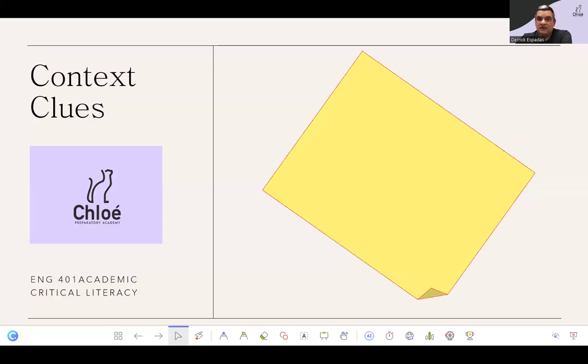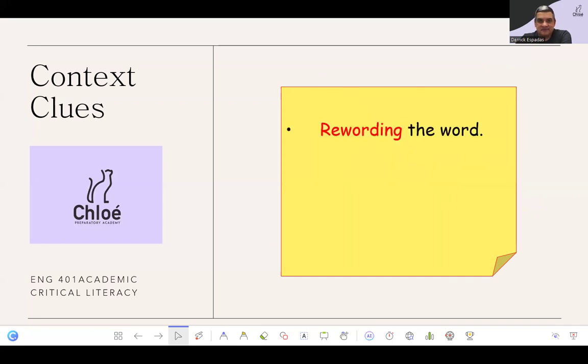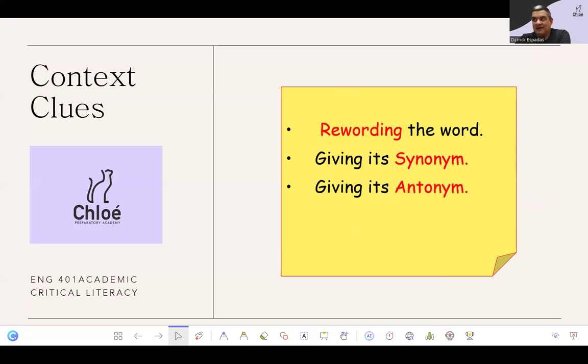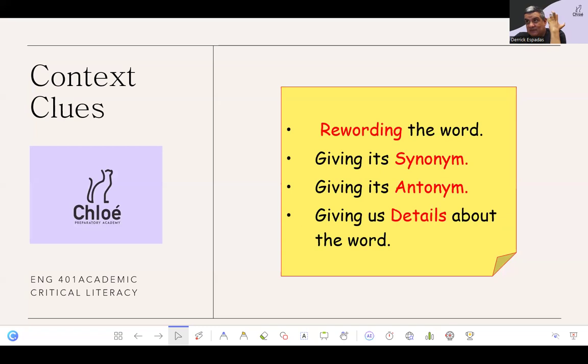So there are four different strategies that we could think of when thinking about how do we think of a word in context. So one is going to be rewording the word. What word can I use instead of this word in this context that works? And then I can figure out what that word means, knowing its synonym. And that's a lot like rewording. What word can I use as the same, or that I believe is the same given this context, and then giving its antonym. So the opposite. What is the opposite of this word that wouldn't fit?